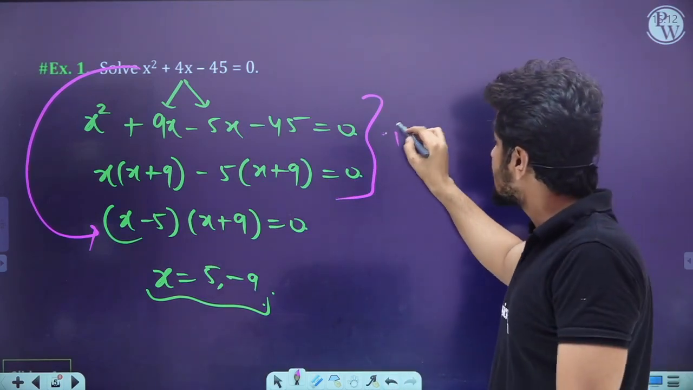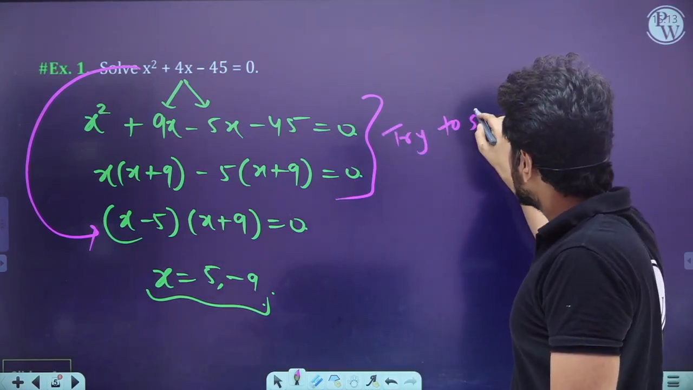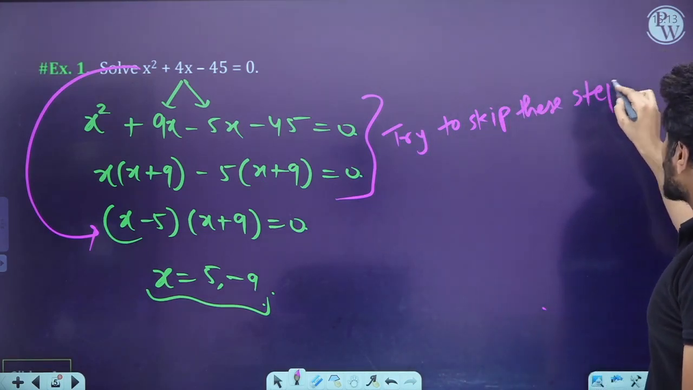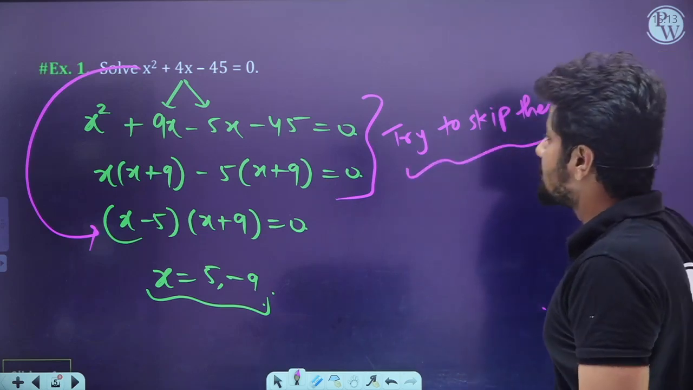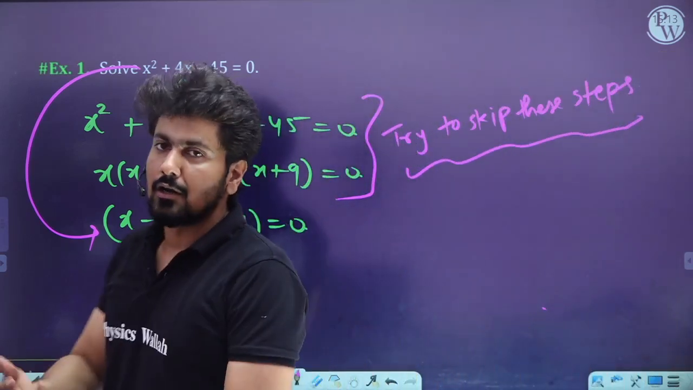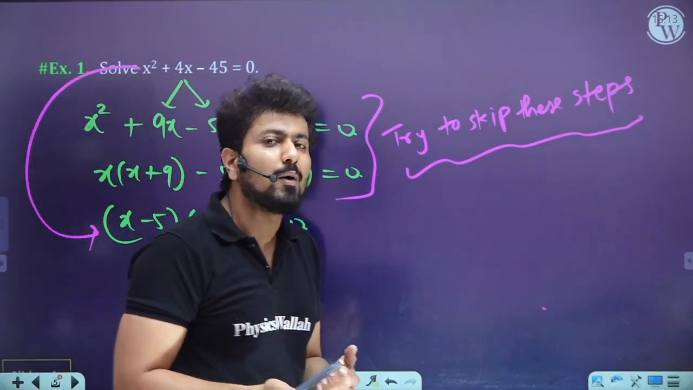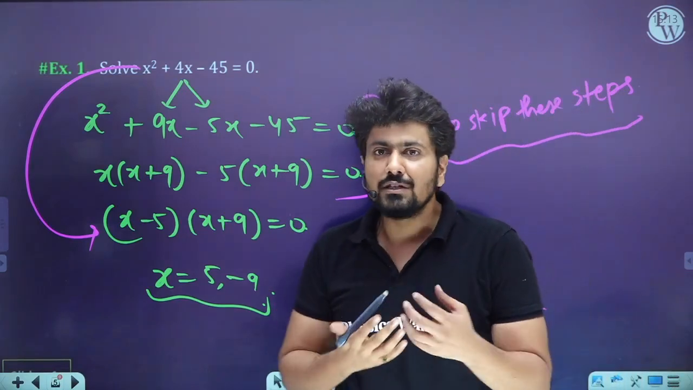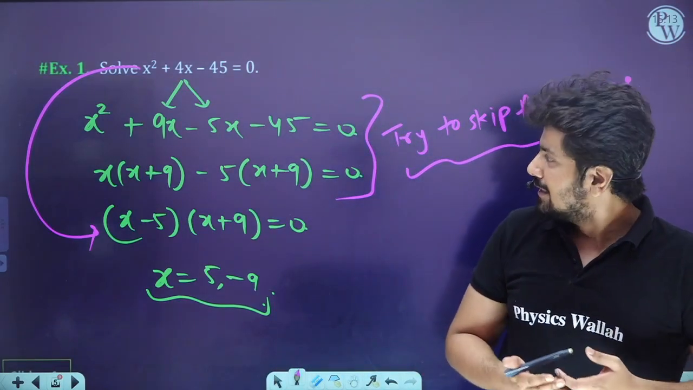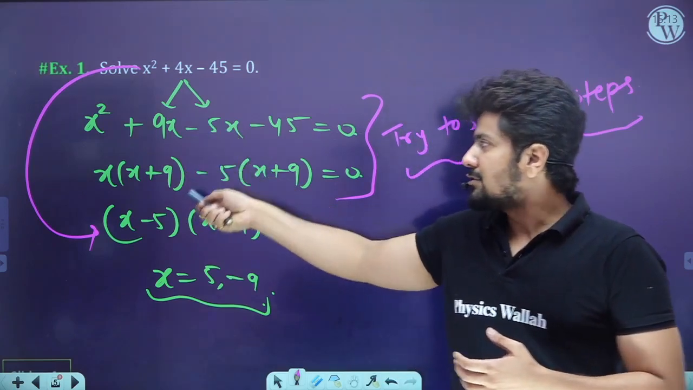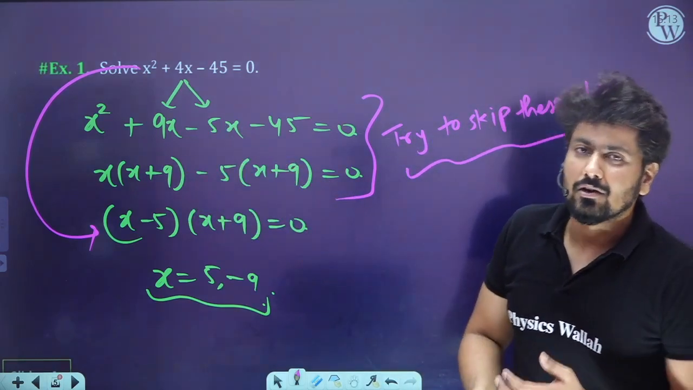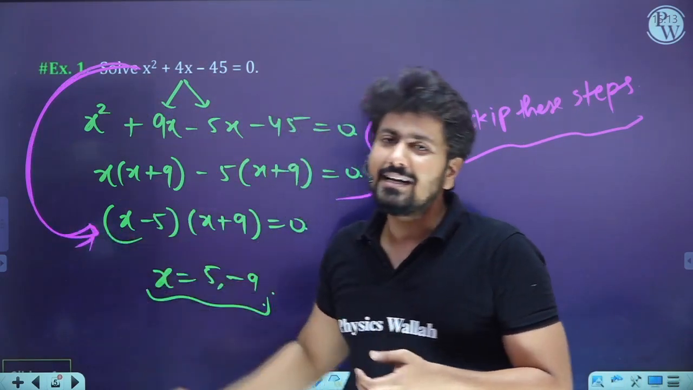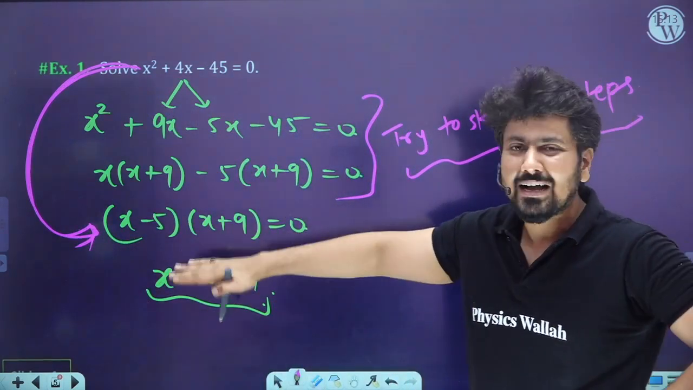Try to skip these steps just from a competitive examination point of view. If you want to make your calculation a lot faster, because we are going to be solving lots of quadratic equations in our class 11, there are going to be lots of questions in which we will be solving lots of quadratic equations. So if you follow these two steps every single time, it is going to take a lot of time. Instead, if we can directly reach from here to here, you will be able to do so with some practice.